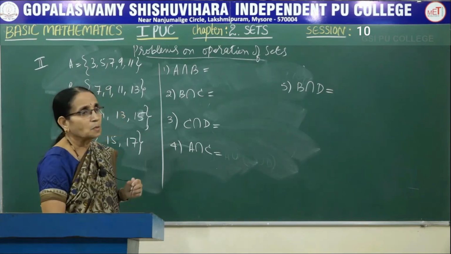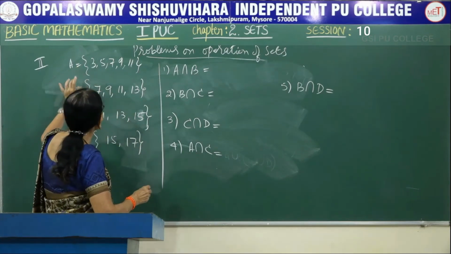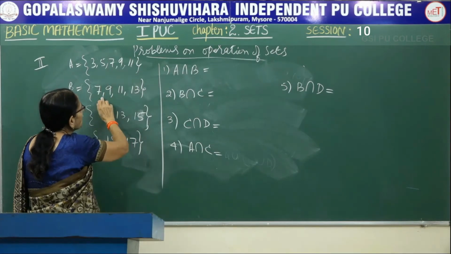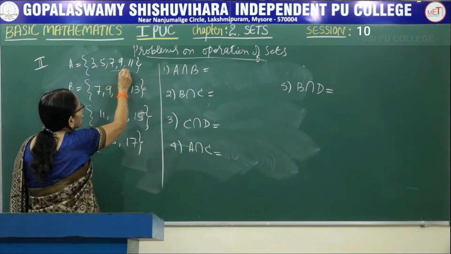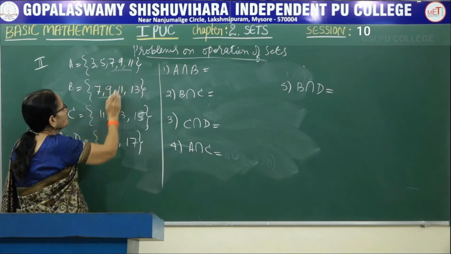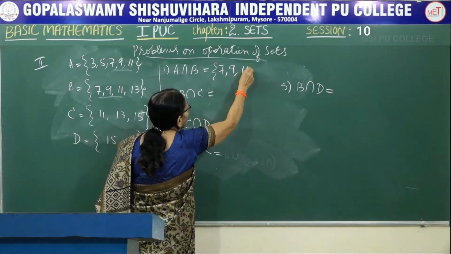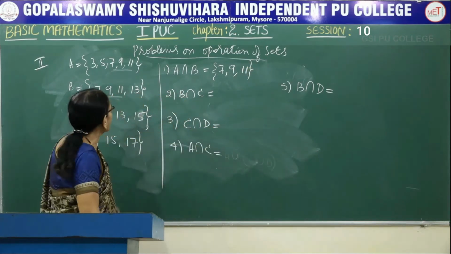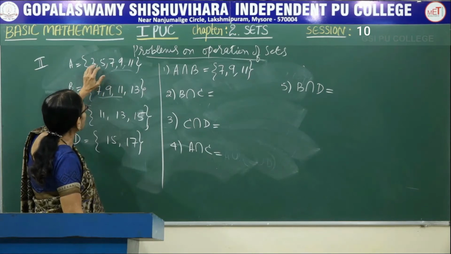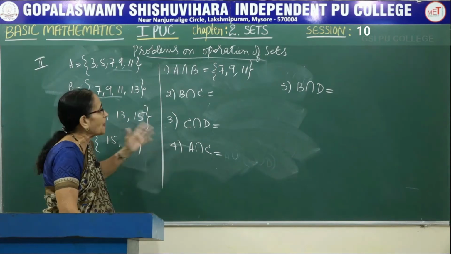Now let me take one by one. Intersection means we have to take only the common elements. Take the first and the second set here: 3, 5, 7, 9, 11 and 7, 9, 11, 13. See, these 3 are present in both the sets. So we have to take only the common elements. In other words, this contains 7, 9 and 11. So directly you can write it. You have to look at the elements that are present here. So omit the elements which are present only in A or B and take only those elements which are present both in A as well as in B.